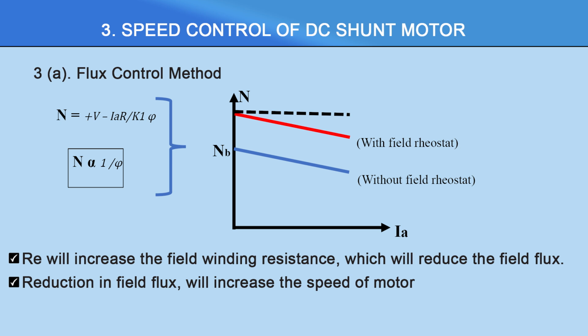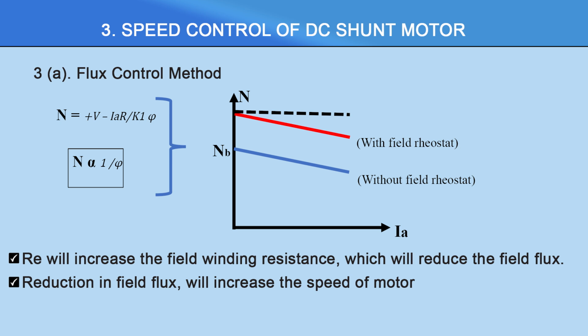These two are the important equations in order to understand the flux control method for the DC shunt motor. Considering this, if we plot the characteristics, on the x axis we take the speed N, and on the y axis we take the armature current Ia. We know that the speed versus Ia characteristic of a DC shunt motor is a straight line with a negative slope, and the speed is slightly reducing. This we have discussed in our previous lecture.